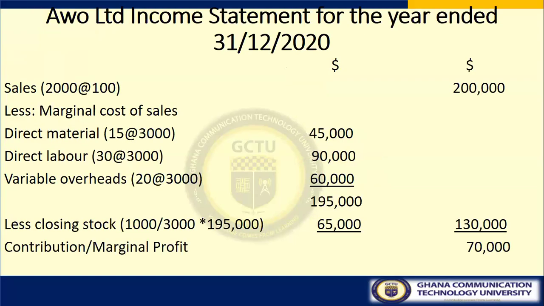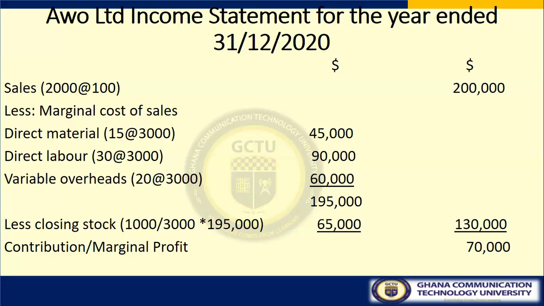So we should have three columns. In the first column is the sales, that's 2,000 times 100, and you get 200,000. Then less the marginal cost of sales: the direct material, 15 times 3,000, giving you 45,000. Then direct labor, 30 times 3,000, giving you 90,000. Then variable overhead, 20 times 3,000, giving you 60,000. So when you compute it, you get 195,000.